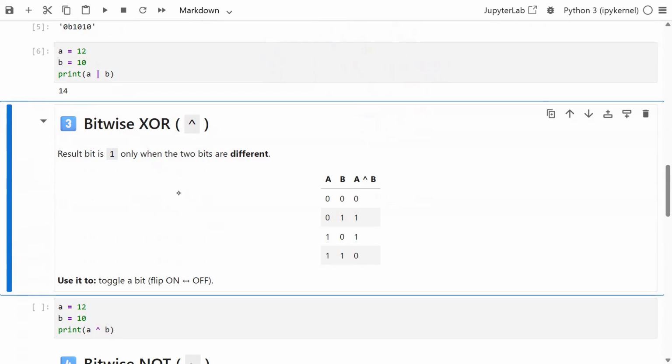Bitwise XOR. Here the result bit is 1 only when the two bits are different. Same means 0, different means 1.